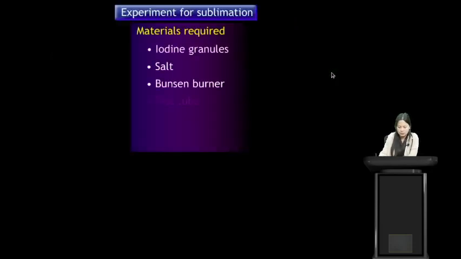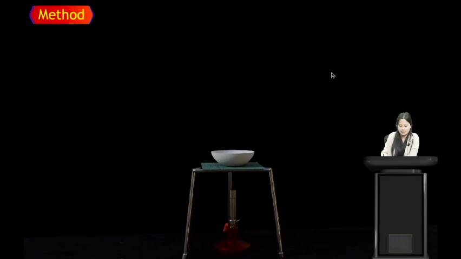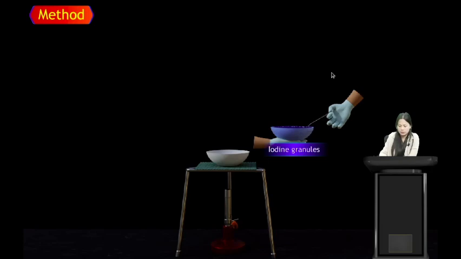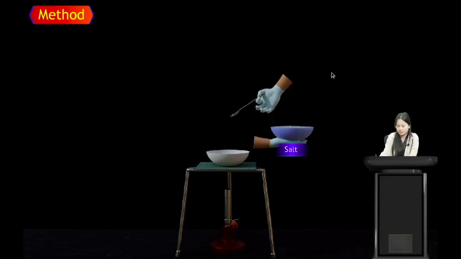Let us see. Materials required are iodine granules, salt, Bunsen burner, test tube, funnel, and china dish. So let us see. We have the burner, we have the stand, we have the china dish. Now add some amount of iodine granules into the china dish, then add some amount of salt into the china dish and mix it. So we have the mixture of salt and iodine in this china dish.